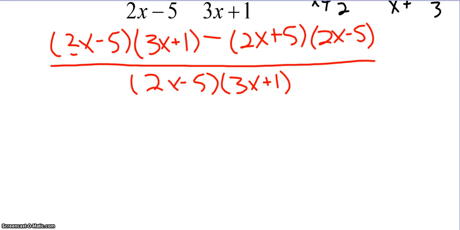Okay, welcome to part 2. If you did not watch part 1 of adding and subtracting rational functions, make sure you watch that one first. Okay, so we're at the point to where we are multiplying and then we're going to combine like terms.